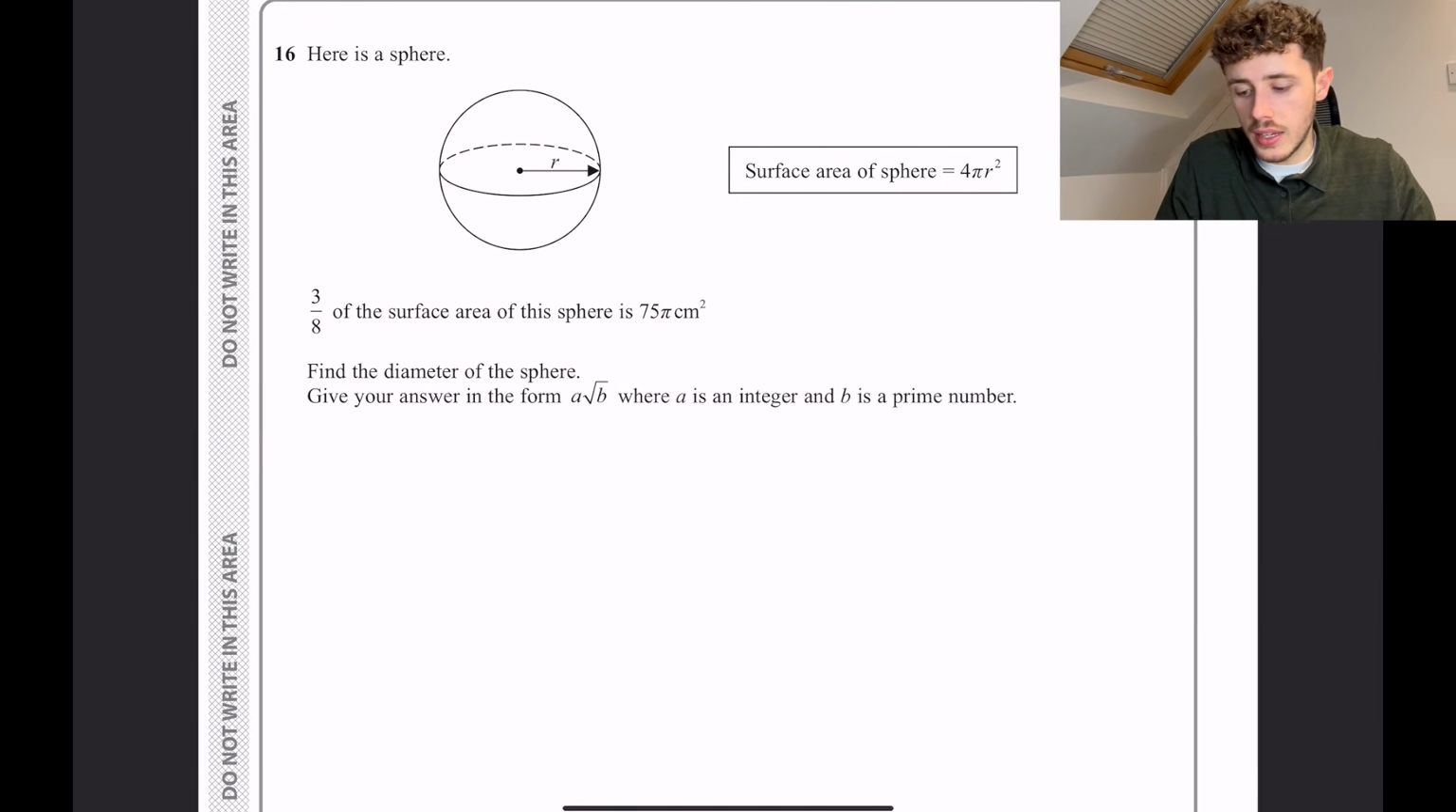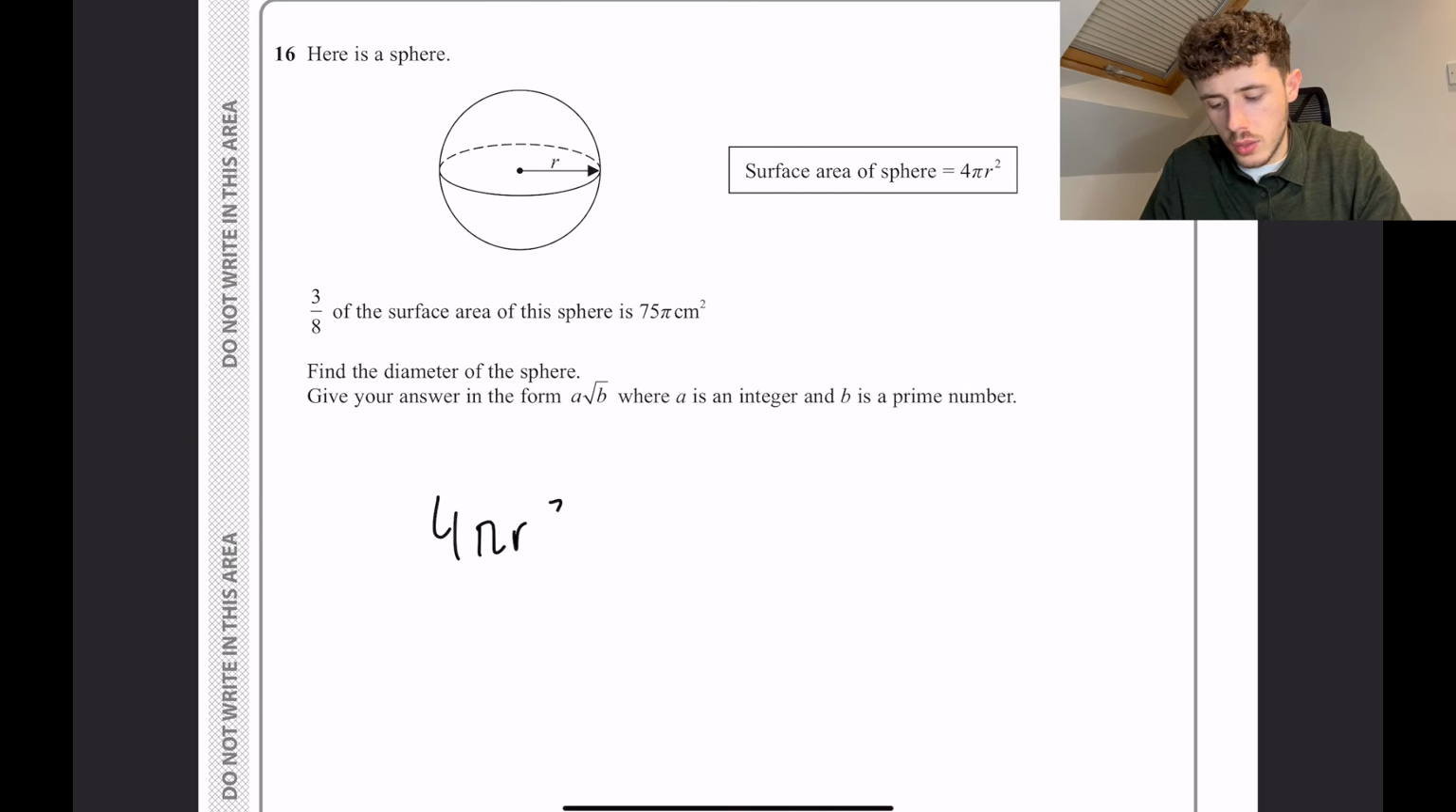Question number 16. We're told the surface area of a sphere is 4 pi r squared. 3/8 of the surface area of this sphere is 75 pi centimeters squared. Find the diameter of this sphere. So the way I would approach this is 4 pi r squared multiplied by 3/8 is equal to 75 pi.